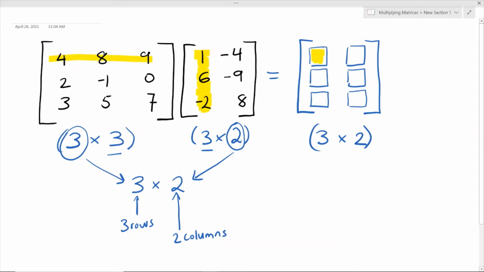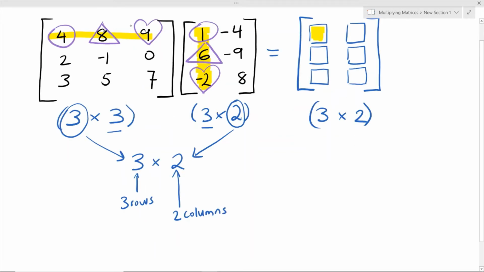To find the entry that goes into the box here, we must look at the first row and first column, and we have to multiply corresponding entries. Here we have a 4 as the first one in the row, and the 1 as the first one in the column. So we take these two together: 4 times 1. Then we have an 8 here, that's the second one in the row, and the 6, that is the second one in the column. So we're going to do 8 times 6. And then we have a 9, that's the third one in the row, and the -2 as the third one in the column. So we're going to multiply these two together.